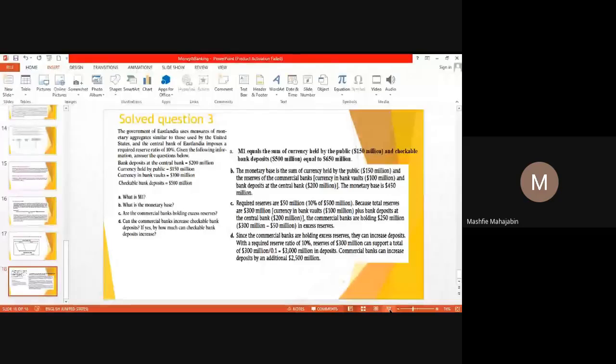Are the commercial banks... Ma'am, the slide is not visible. Sorry? Ma'am, the slide is not visible. Okay, I will try one more time. Can you see now? No, ma'am. Yes, ma'am, it is visible now. Okay.